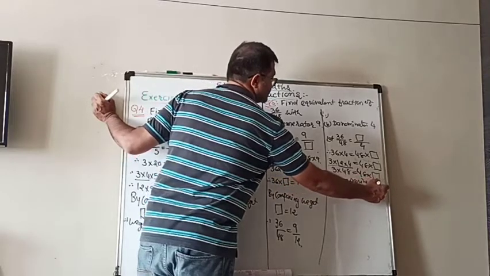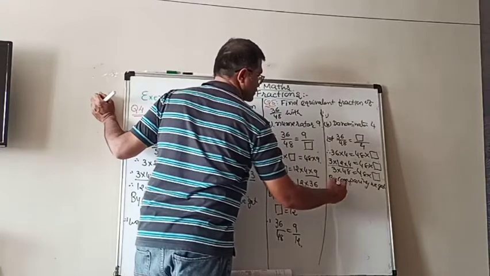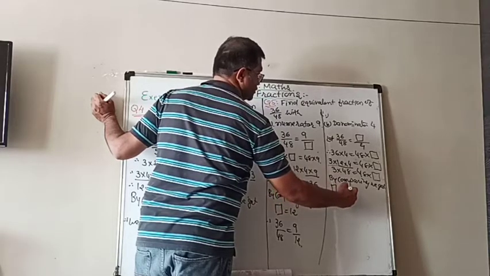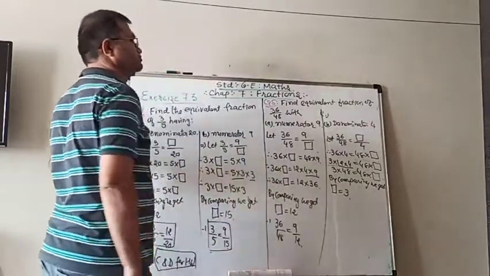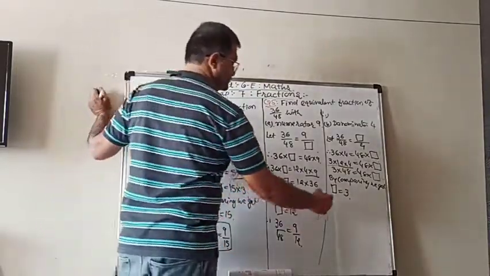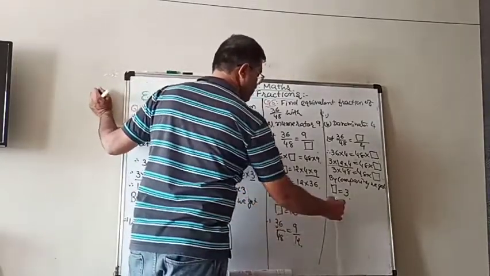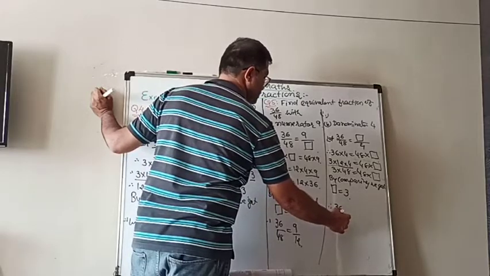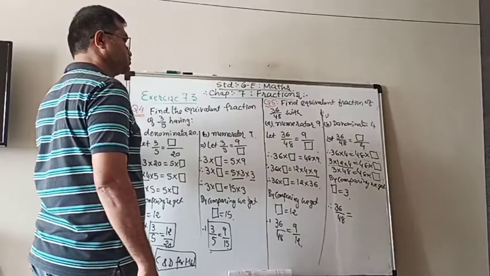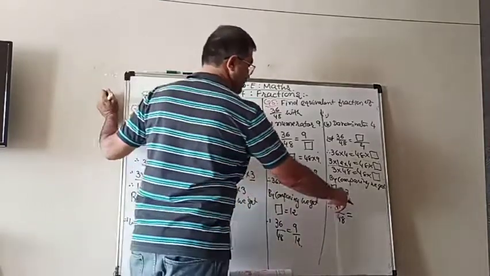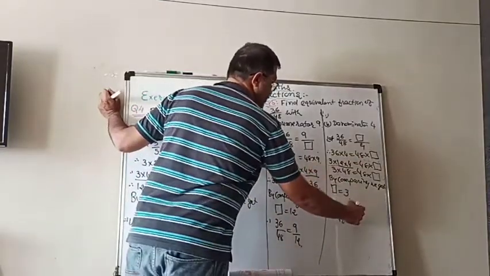So now the value of box, so by comparing, we get box is equal to 3. Therefore 36 upon 48 is equal to, we get 3 upon 4.